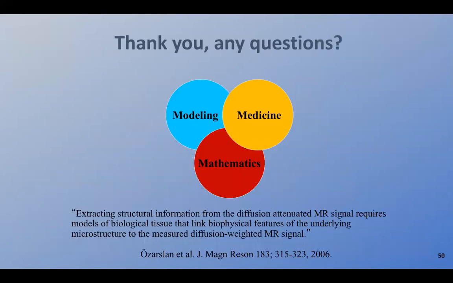I'd like to finish up just by pointing out that this intersection between modeling and medicine and mathematics is very interesting. And in the case of MRI, it's important to have a good model and to use both the physical systems and the mathematical methods to extend that model as much as possible.